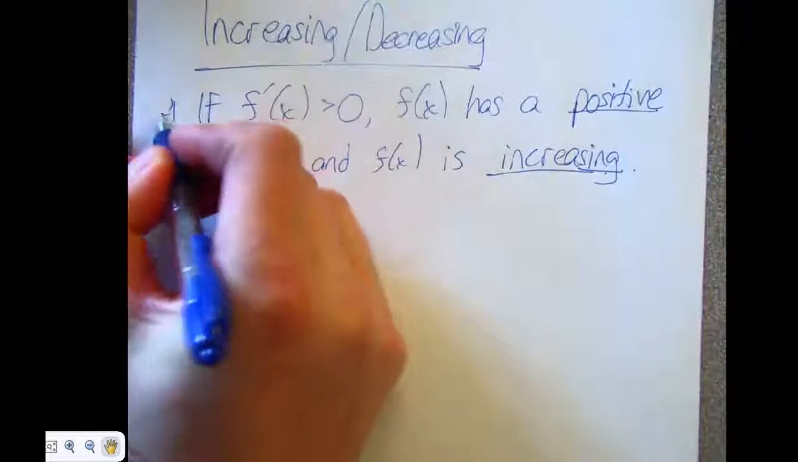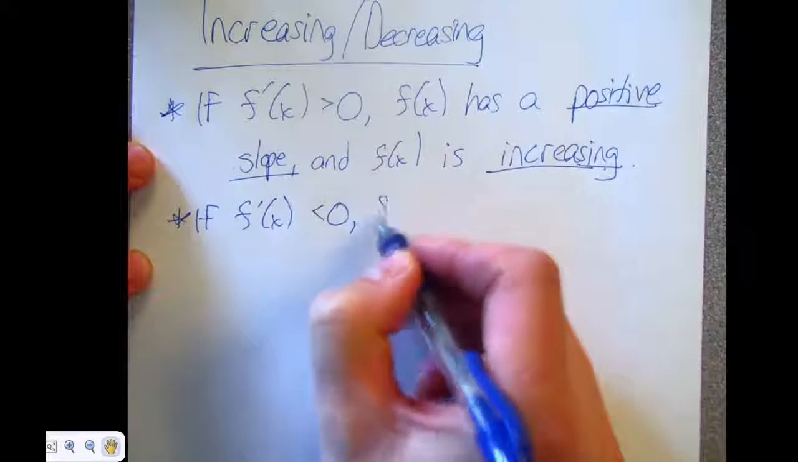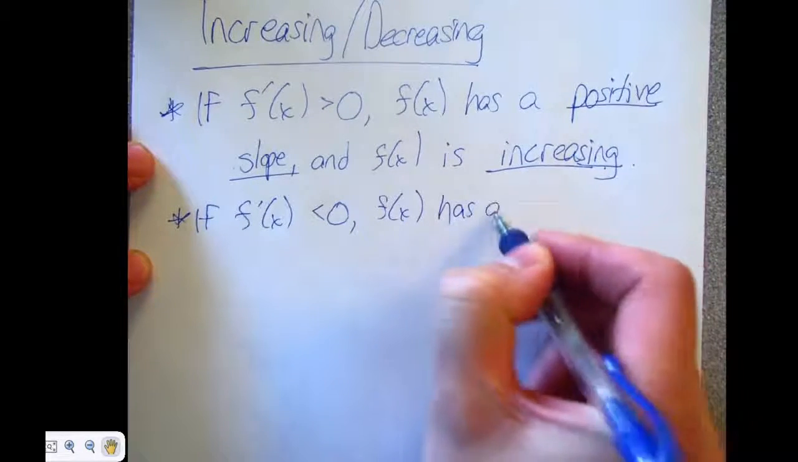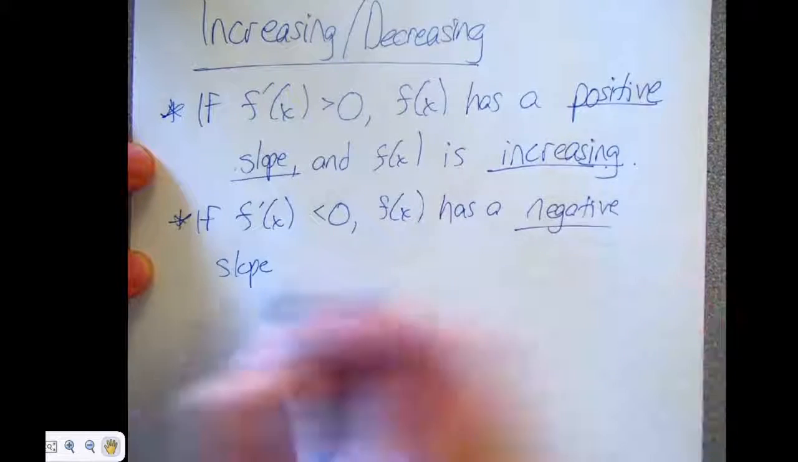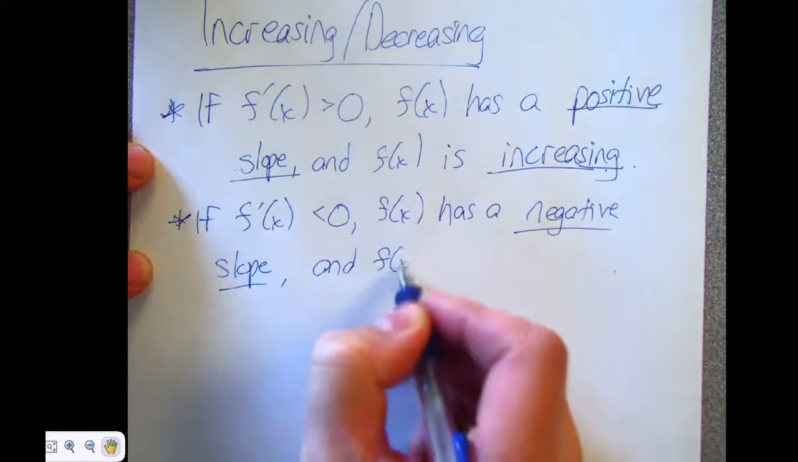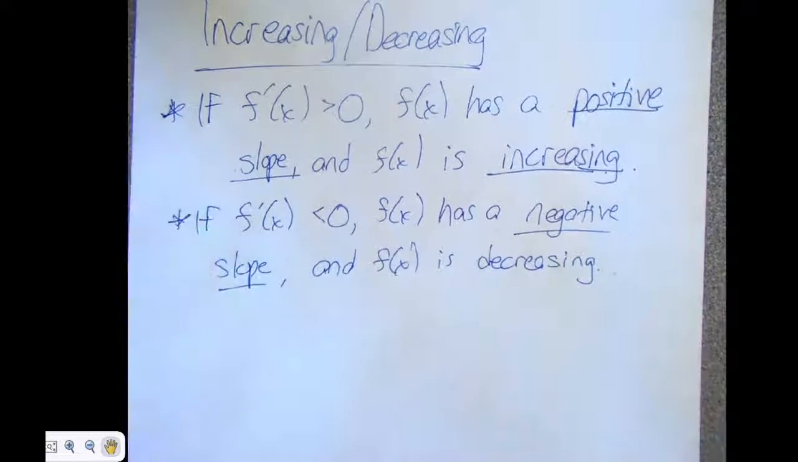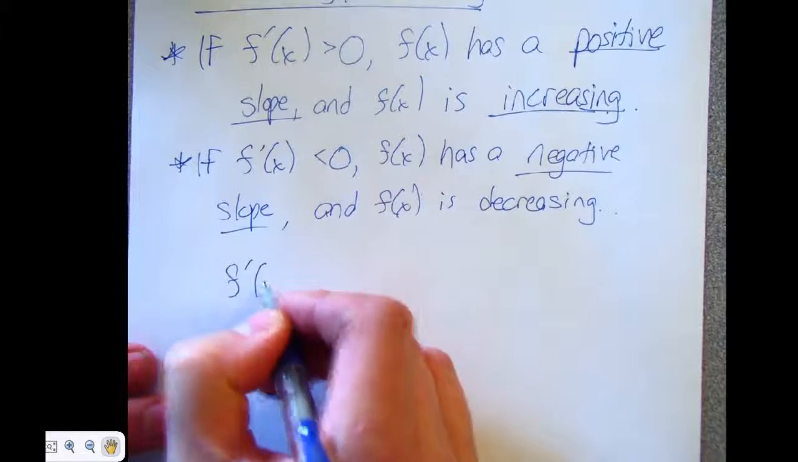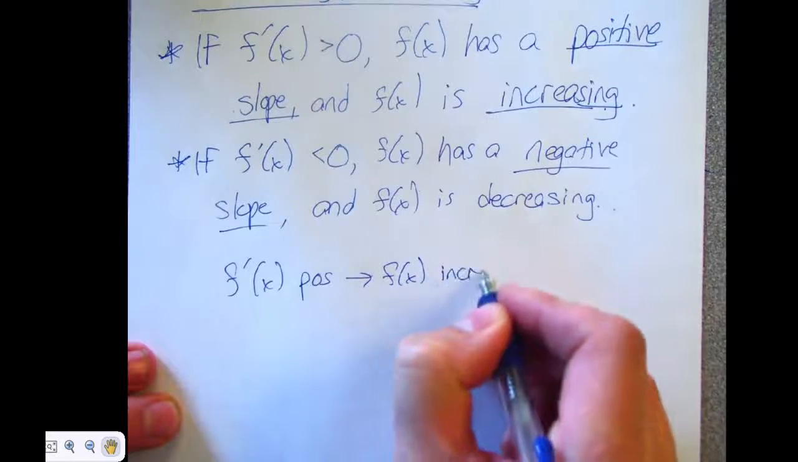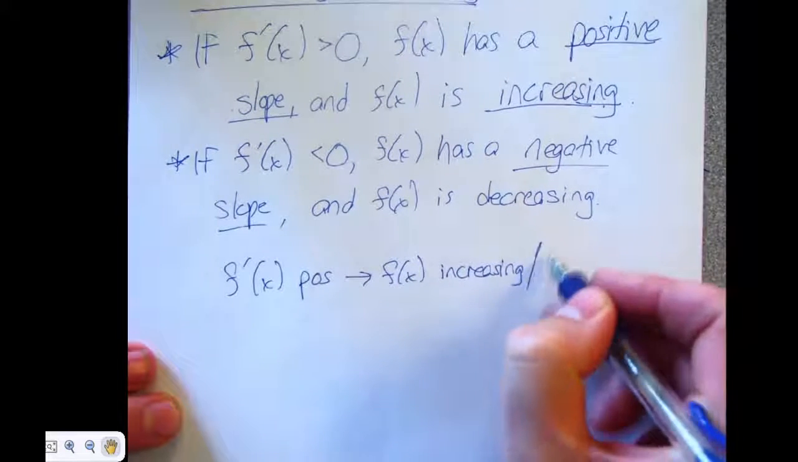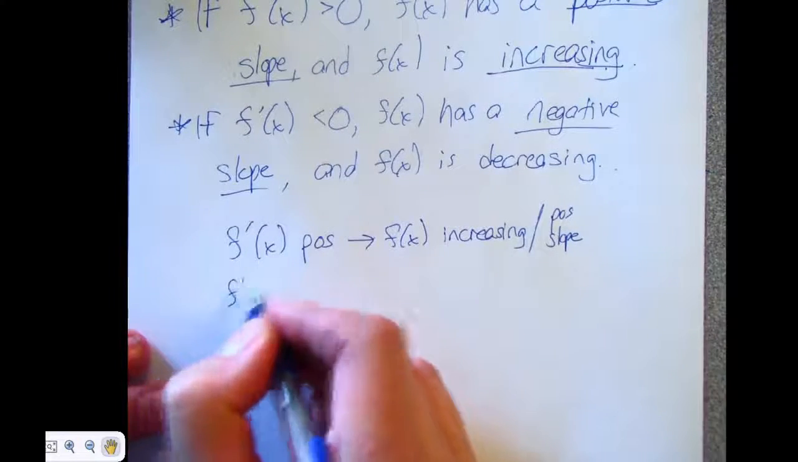Alright, so then the opposite is true also. So if f prime is less than 0, f of x has a negative slope, and f of x is decreasing. Like the shorthand version of it. Just rewriting the same stuff, just in a shorter way.